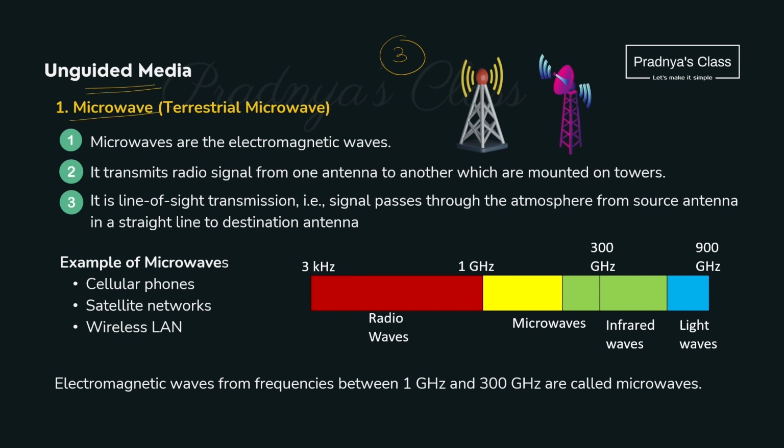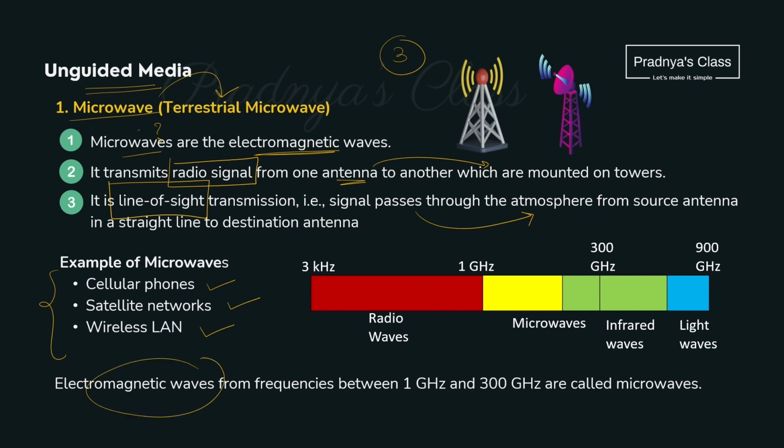The first one is microwave. It is also called terrestrial microwave. What are these microwaves? These are electromagnetic waves. As there is no physical wiring, it transmits radio signals from one antenna to another. It is also called line of sight transmission because the signal passes through the atmosphere. Here are the examples of microwave: cellular phones, satellite network and wireless LAN.